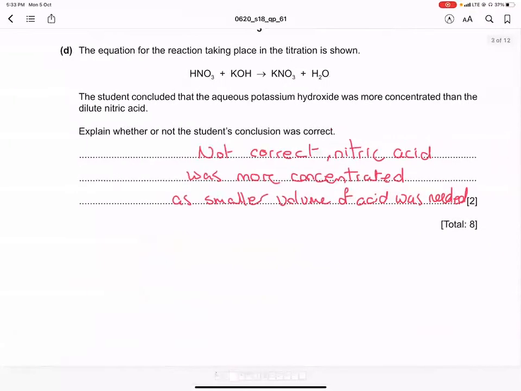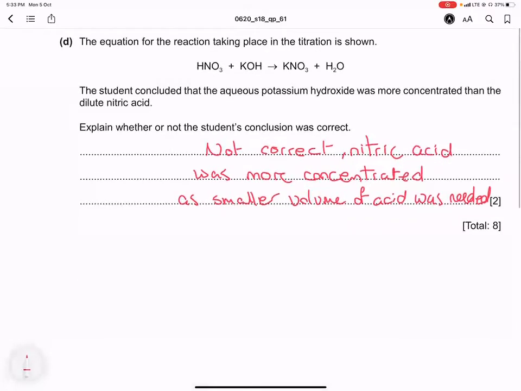D, the equation for the reaction taking place in the titration is shown. Nitric acid plus potassium hydroxide will give me potassium nitrate and water. The student concluded that the aqueous potassium hydroxide was more concentrated than the dilute nitric acid. Explain whether or not the student's conclusion was correct.